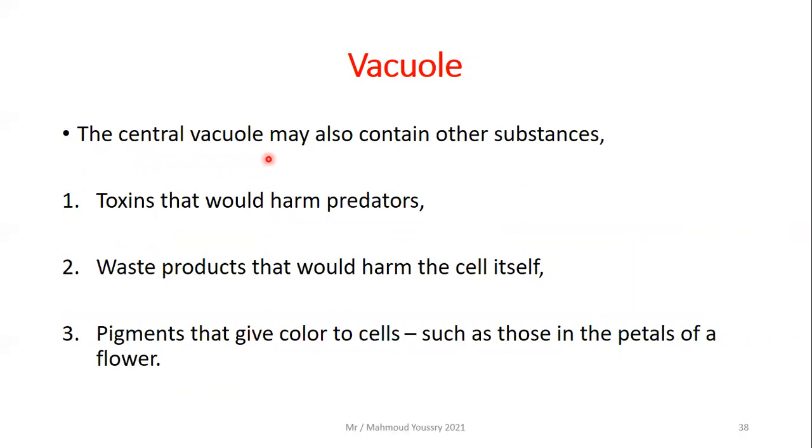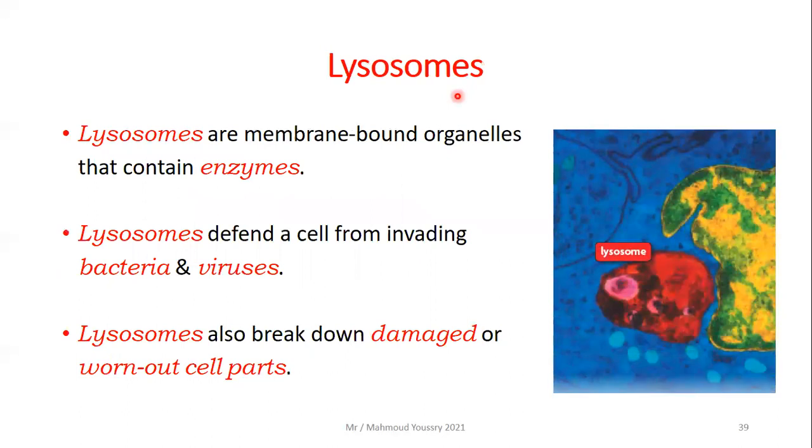The central vacuole may also contain other substances like toxins that would harm predators, waste products that would harm the cell itself, or pigments that give color to the cells, such as those in petals of flowers that give them their bright colors. All these can be stored inside vacuoles.